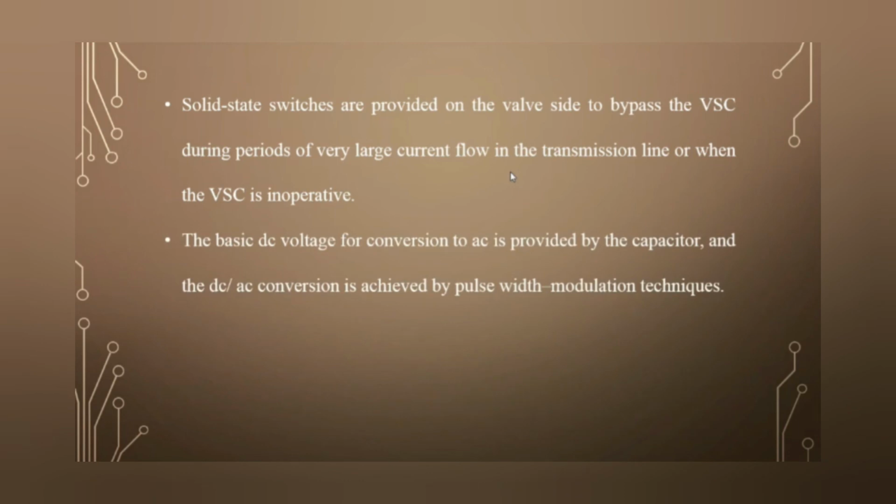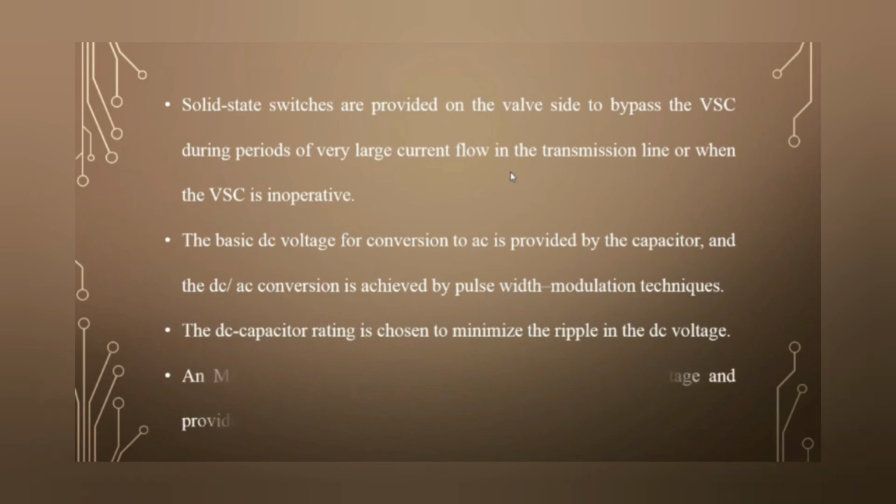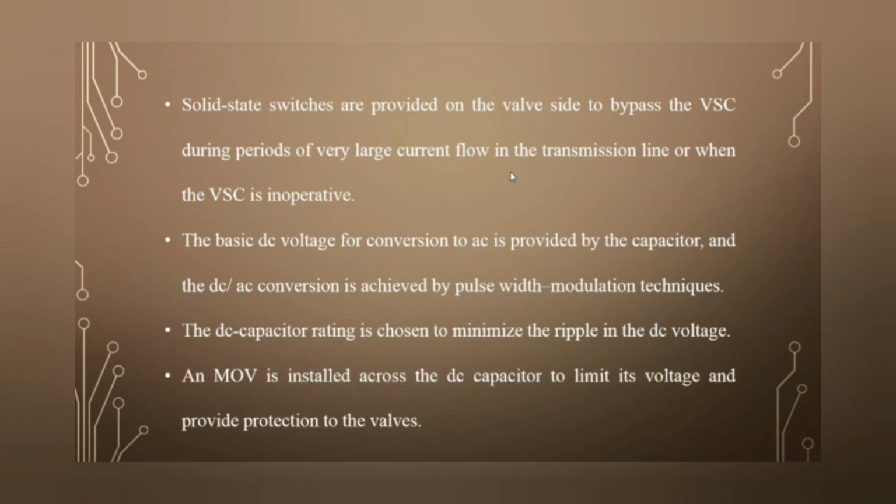The basic DC voltage for conversion to AC is provided by the capacitor, and the DC-AC conversion is achieved by the pulse width modulation technique. The DC capacitor rating is chosen to minimize the ripple in the DC voltage, and the MOV is installed across the capacitor to limit its voltage and provide protection to the valves.